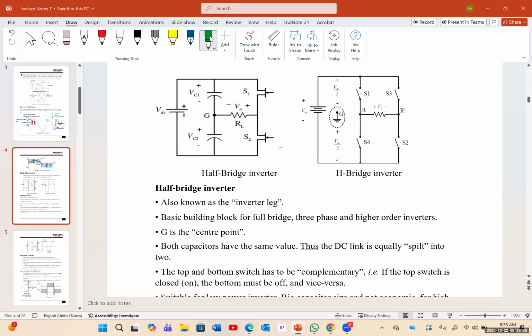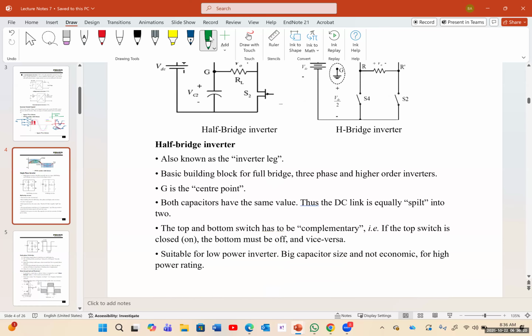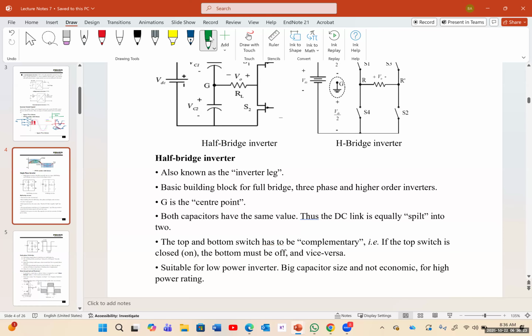So the half bridge inverter, this is also known as the inverter leg. This is the basic building block for a full bridge. It could be used in three-phase and higher order inverters. G here is the center point. Both capacitors have the same value, thus the DC link is equally split into two. The top and bottom switch has to be complementary. If the top switch is closed, the bottom switch must be off, and vice versa.